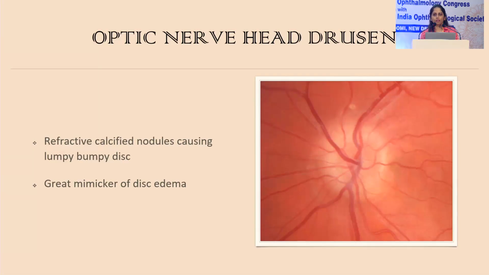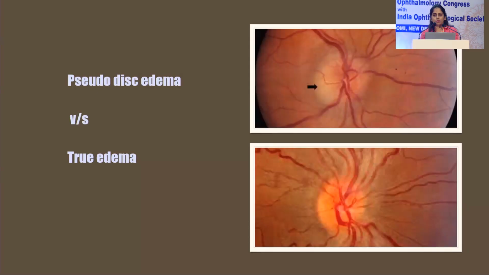It is important to differentiate between a true disc edema and a pseudo disc edema. Some of the clinical signs where you can differentiate between them are as follows. The top picture shows a pseudo disc edema. Usually it will be an elevated lesion with a blurred disc margin, and if you follow a capillary over the surface, it will usually be continuous, and there won't be much vascular tortuosity as you see in a true disc edema.